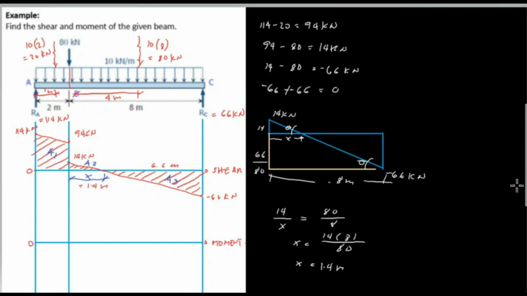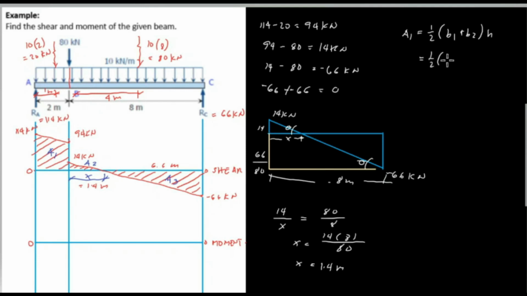First, we will solve area 1. Area 1 is a trapezoid, which means the formula for the trapezoid is 1/2 of the two bases, so b1 plus b2, times height. For this case, the two bases are 114 and 94, and the height is the distance, 2 meters.